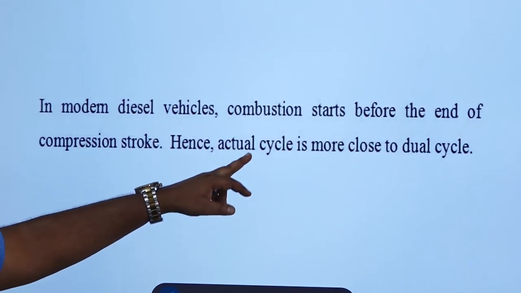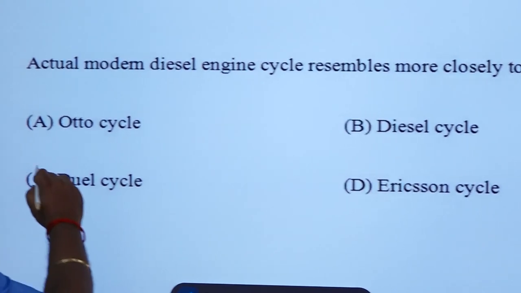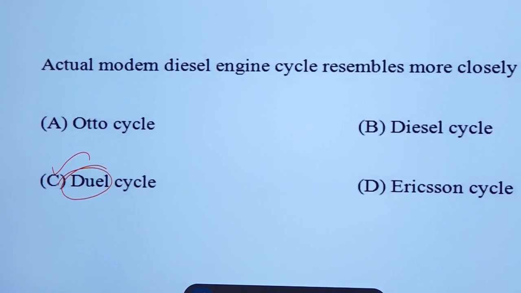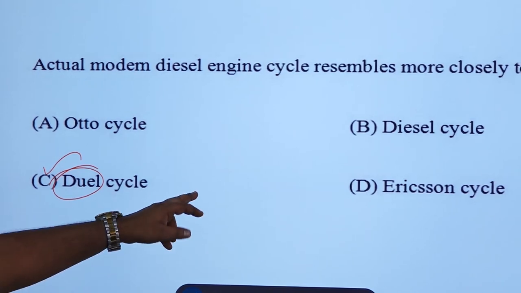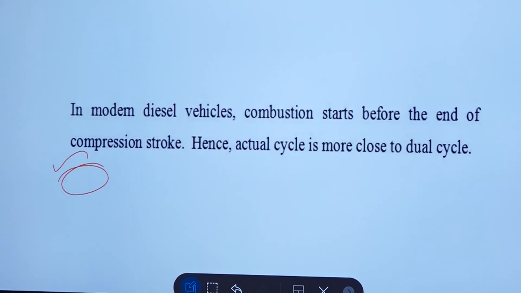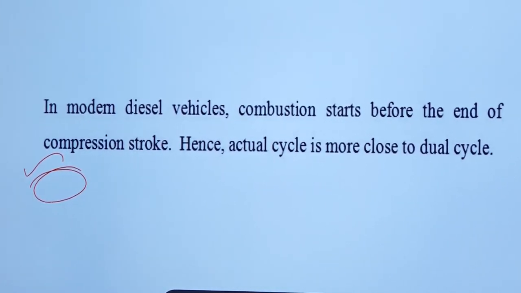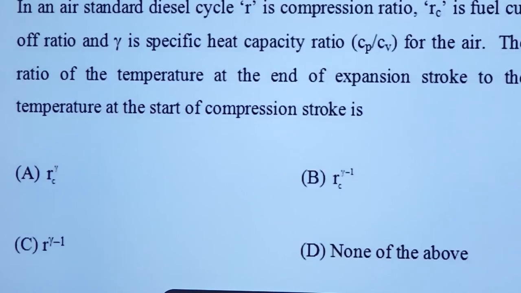Hence the actual cycle is more closer to the dual cycle. So the answer is C. It is more close to the dual cycle because combustion starts before the end of the compression stroke in modern vehicles. This is the reason for that.